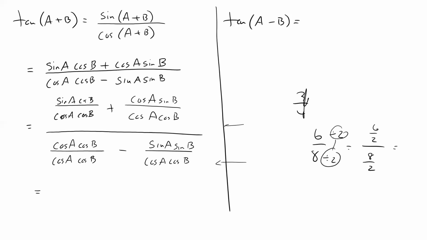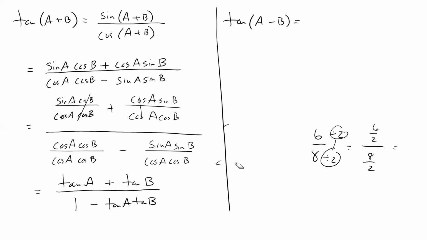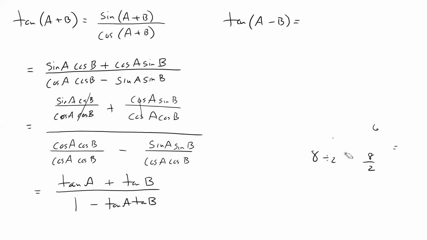I think we're almost done here. So let's cancel off the stuff that's the same. Sine A over cosine A, isn't that tangent A? The cosine of B is canceled. This one, the cosines cancel, leaving us with tangent B. And over 1? Yeah, it would just be 1 over 1, okay, awesome, minus tangent A tangent B. That is so cool. Oh, weird. That is weird.